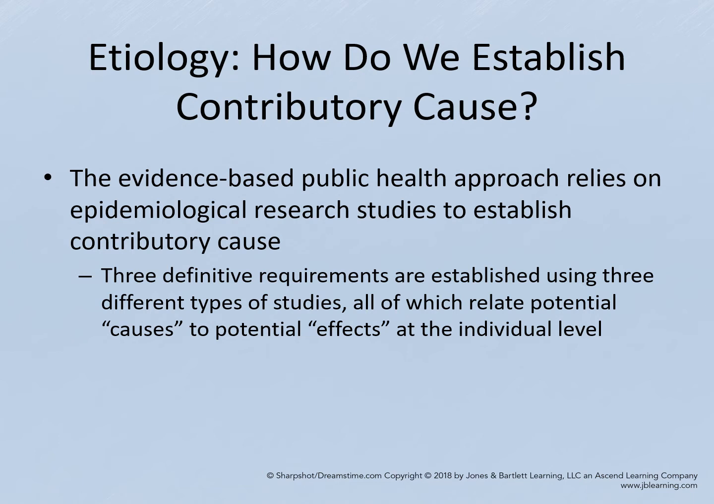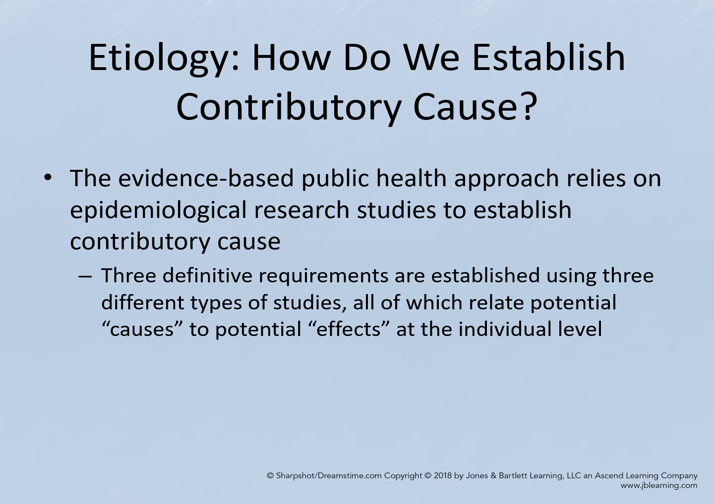There are three definitive requirements to say that a particular cause produced this effect. First, the cause is associated with the effect at the individual level. That is, the potential cause and the potential effect occur more frequently in the same individual than would be expected by chance. Therefore, we need to establish that individuals with lung cancer are more frequently smokers than individuals without lung cancer. That is one requirement.